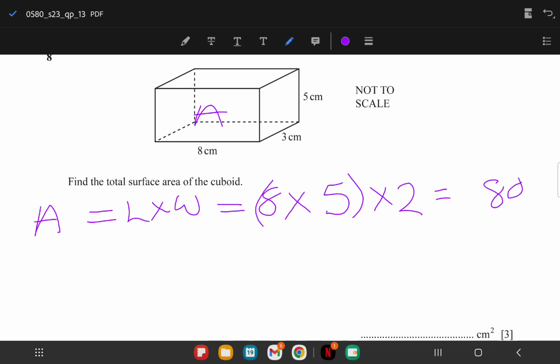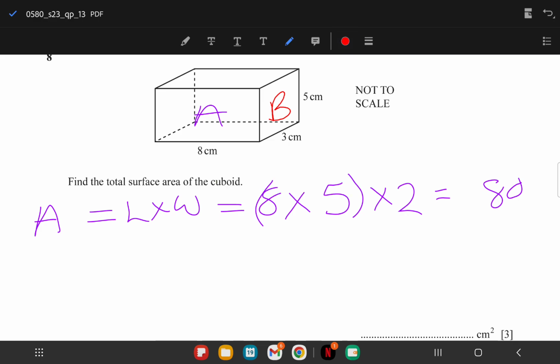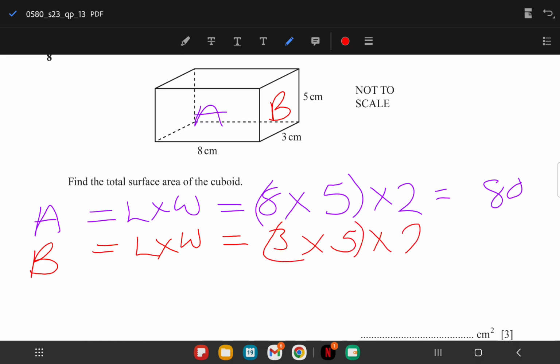Superb. Now we're going to move on to the next face, which I'm going to call B, and that is the side face. B also has another matching face on the opposite end. So B is equal to length times width again, which is equal to 3 times 5. And because we have two faces, we also multiply that by 2. And 3 times 5 is going to give us 15 times 2. That will give us 30.